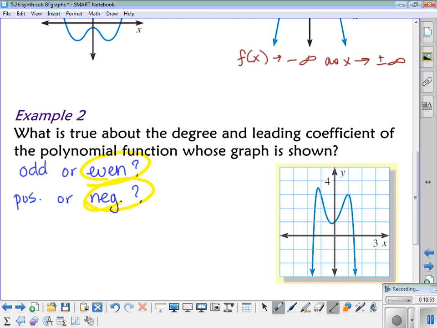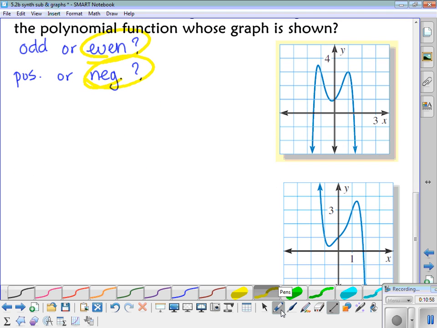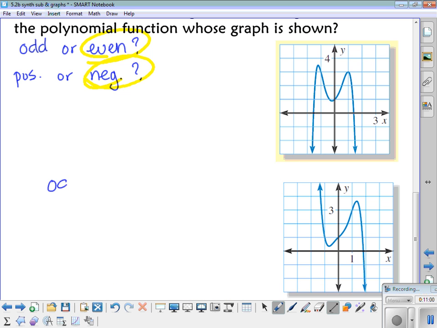Okay? Let's take a look at one more graph. How about this one? What do you think? Odd or even? Everybody says it's odd. You're right. And what about the leading coefficient? How many vote for positive? How many vote for negative? Yes, it's negative. Because again, over here, our x's are negative and our y's are positive. Those are the opposite of each other. If they're the opposite of each other, it has to be negative. Okay? So it's just as simple as that. It's not anything super complicated.